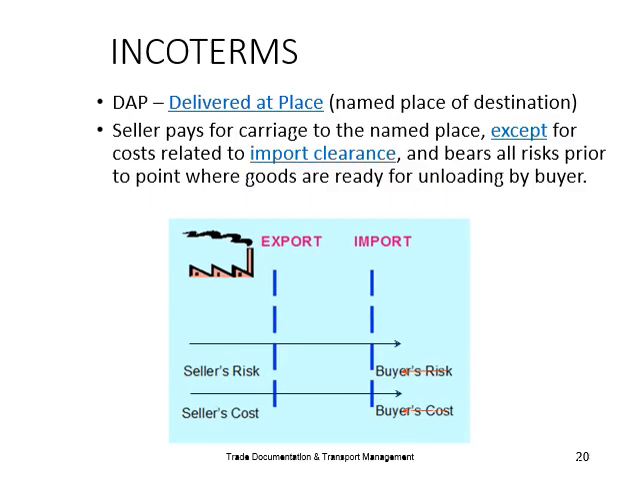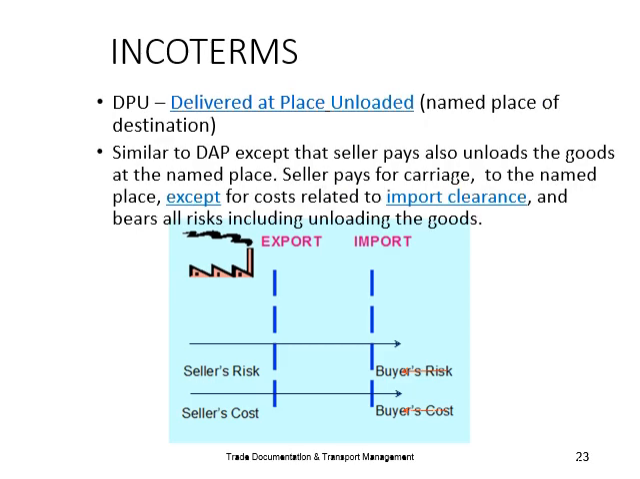DAP, delivered at place, named place of destination. The seller is deemed to have delivered when the goods are placed at the disposal of the buyer on the arriving means of transport and are ready for unloading at the named place of destination, usually a terminal at the port of discharge. So under DAP terms, the seller needs to manage all the risks involved in bringing the goods up to that named place, which could be the terminal in the buyer's country. However, import clearance will be the cost of the buyer in this case.